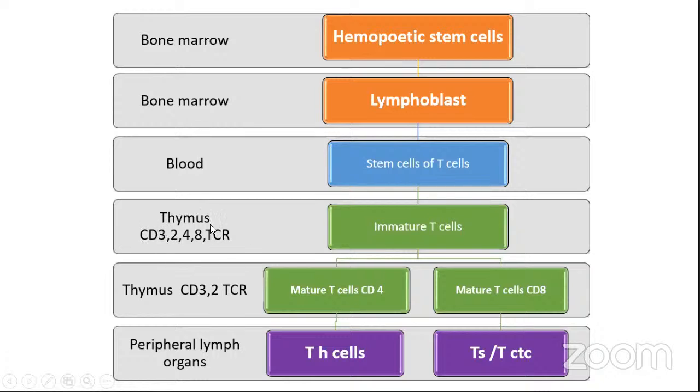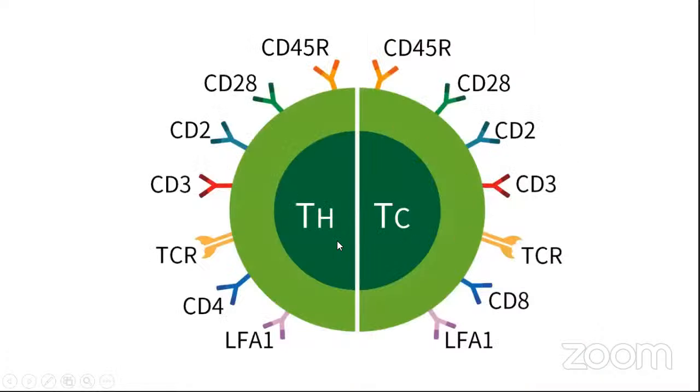These immature T cells pass through the thymus and they gain these receptors. CD3 molecule and T cell receptor are the two main markers for identifying a cell to be a T cell. This mature T cell finally matures either to have a CD4 molecule on its surface or a CD8 molecule. If it has a CD4 molecule on its surface, it is called a T helper cell, and if it contains a CD8 molecule, it is called a T cytotoxic cell or a T suppressor cell. So these are the markers.